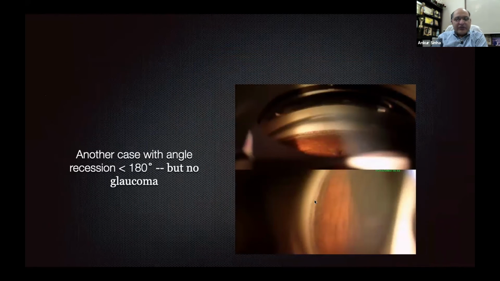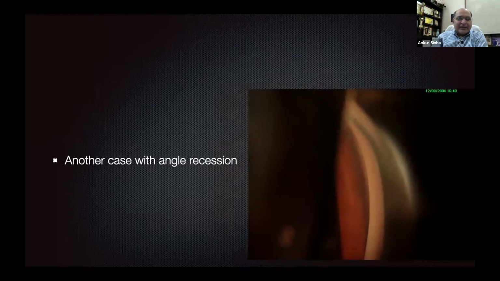This is another case where we have angle recession, but this is less than 180 degrees, so there's no glaucoma. This is another patient where we can see angle recession and normal angles in the same gonioscopic picture. So this is how the widened ciliary body band can be seen.